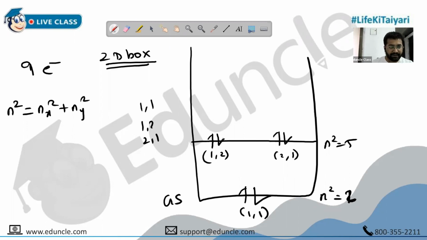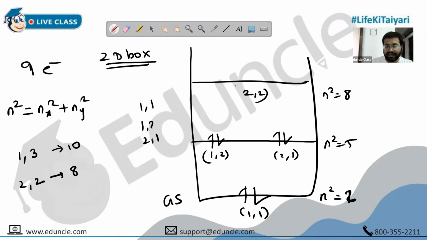Now, what is the next possible combination? We have to take care of the combinations. I can check 1 3, but 1 3 becomes 1 square plus 3 square, which is 10. But if I check the 2 2 combination, that's 2 square plus 2 square, which becomes 8. So 2 2 is the next level because obviously 8 is lesser than 10. So n square is 8, and that's 2 2.